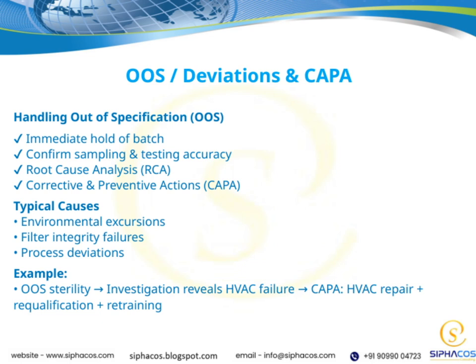happening again. Typical causes of OOS deviations include environmental excursions, such as temperature or humidity fluctuations, filter integrity failures, which can compromise product quality, and process deviations, like equipment malfunctions or procedural errors. For example, if we find OOS results in sterility tests, an investigation might reveal an HVAC failure. In that case, our CAPA would involve repairing the HVAC system, requalifying the environment, and retraining staff to ensure proper procedures are followed moving forward.